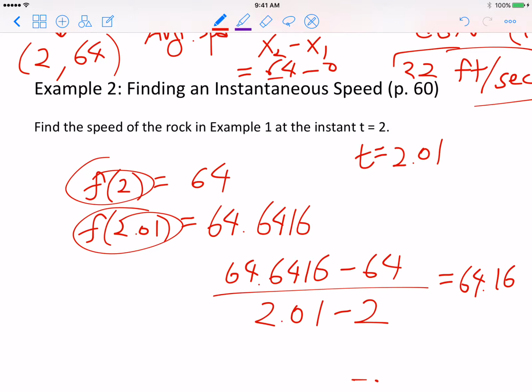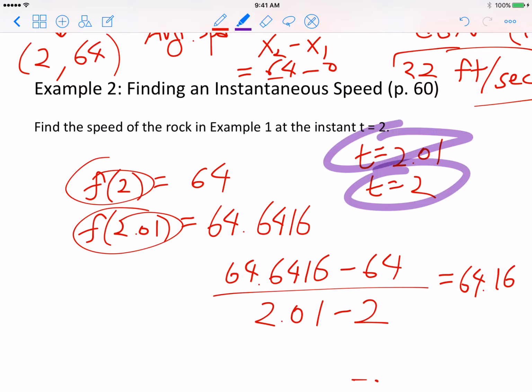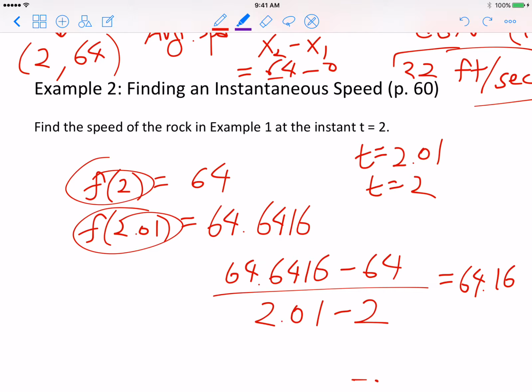Now if you take a look at page 60, table 2.1, you could choose smaller values for delta t. A delta t as in the difference between your second point. In my case, that was 2.01 and 2. My delta t would have been 0.01. But if you look at table 2.1 on page 60, if your delta t happens to be even smaller, 0.001 for example, your average rate of change for those 2 points, which could be an approximate value for the instantaneous rate of change, was 64.016. So it was slightly less than this value.